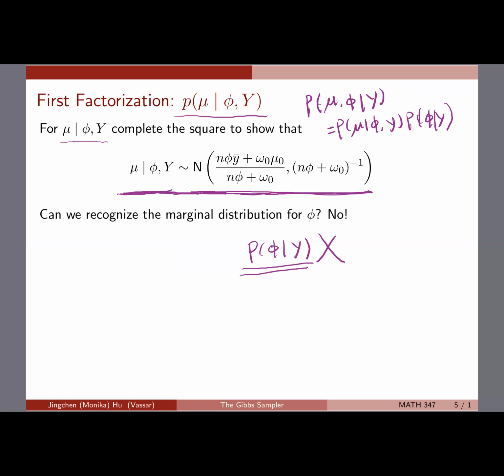But for this particular setup, I just want you to know that if you go with the first factorization, it doesn't work. Even though you can find the conditional mu given phi and y, which is good, you don't get the marginal of phi given y. And then we won't be able to sample it, right? So this is the first factorization. Unfortunately, it doesn't work out.